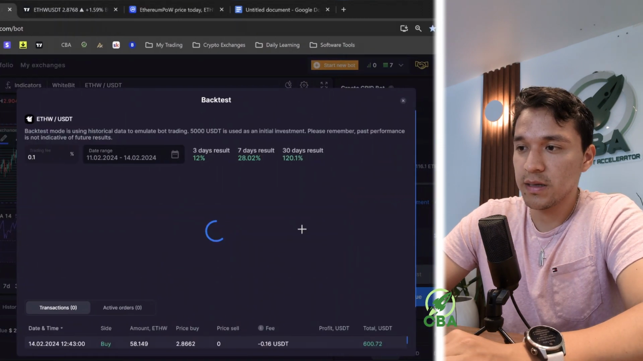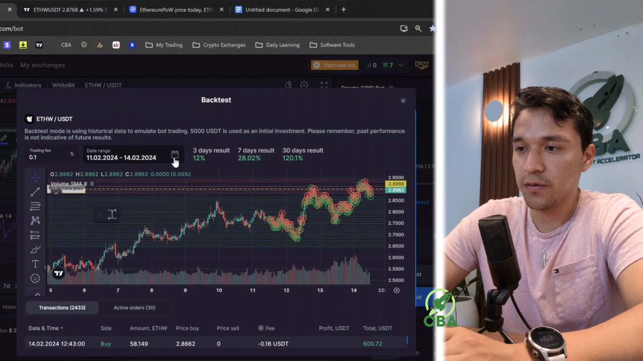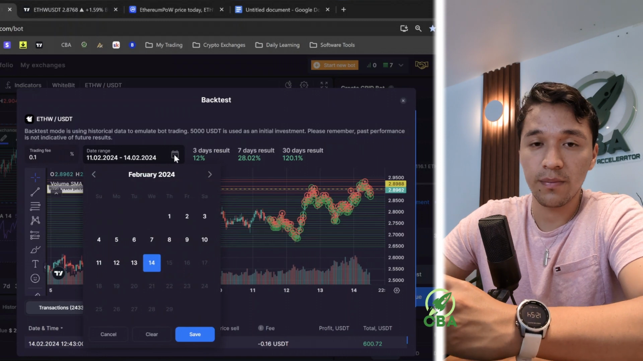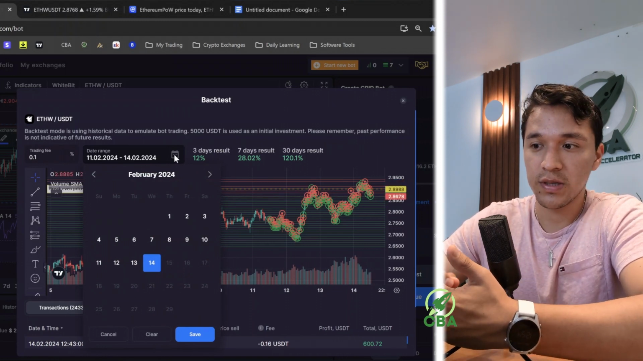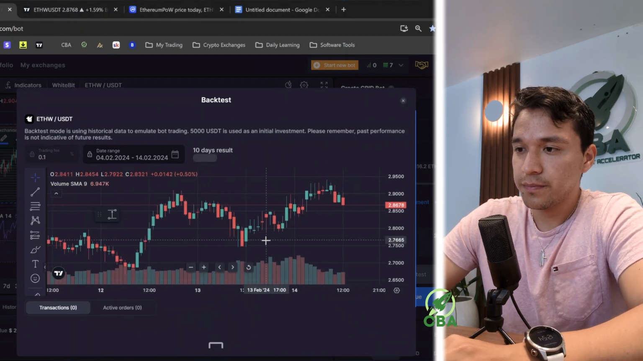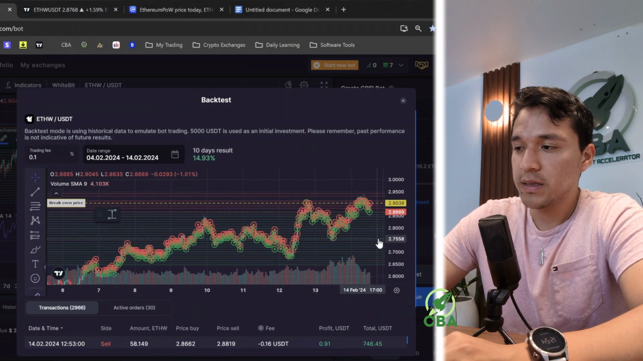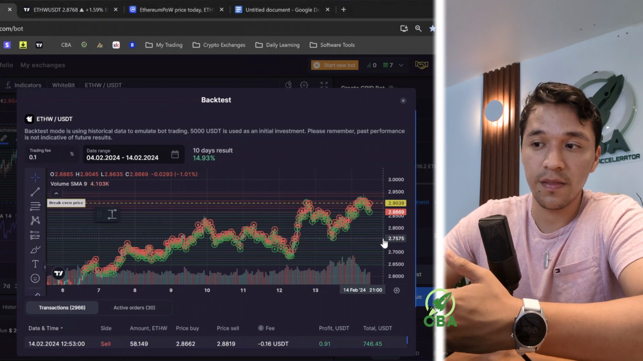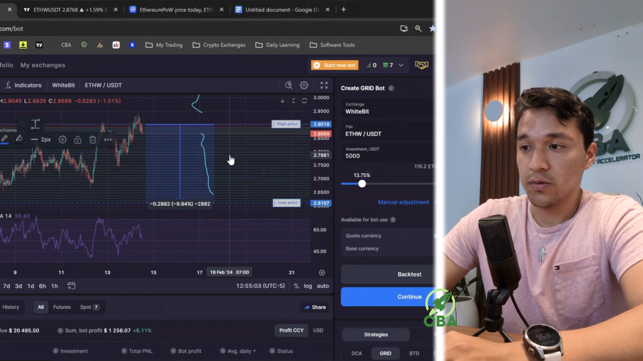So I'm gonna backtest it. Okay, you can see 120% over the last 30 days. That's not fully accurate. I want to see how it's gonna perform in the last 10 days so I can get the most accurate percentage. So that's gonna be from the 4th. Okay, so with these settings that I'm deploying right now, looks like 14.93% in the last 10 days, which is more than 1%, and that looks good.